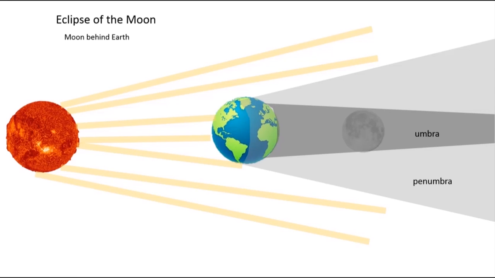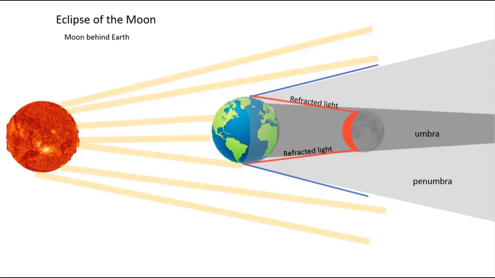When light from the sun passes through the Earth's atmosphere, the blue light continues straight ahead, where it's actually scattered away, but the red light gets refracted onto the moon's surface. And that light is then reflected back to the Earth and into our eyes.